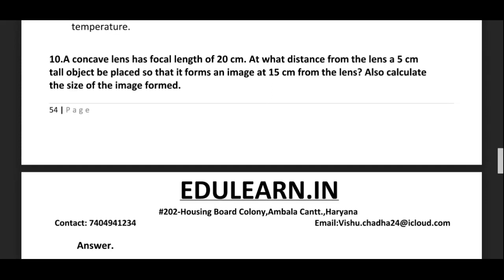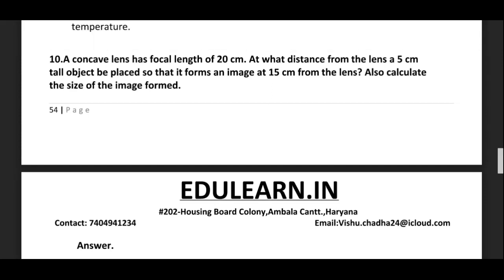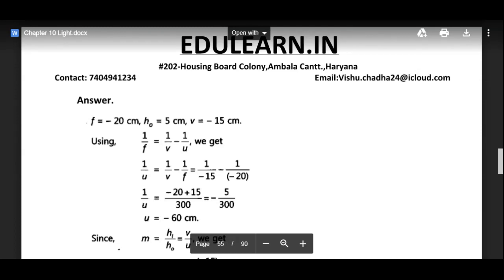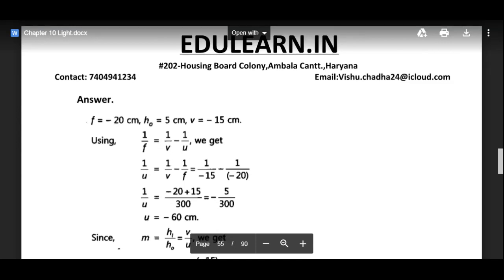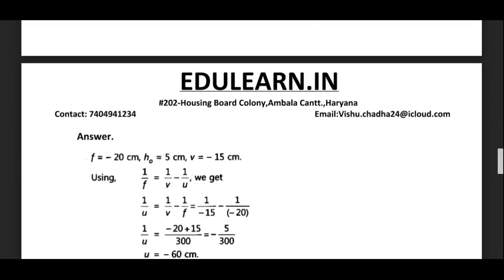Next is a concave lens has focal length of 20 cm. At what distance from the lens a 5 cm tall object should be placed so that it forms an image 15 cm from the lens? This is image distance, this is focal length, and this is height of object. So they are giving you height of object, image distance and focal length. First of all, you have to find out u. So u will come in minus, as the formula will be 1 by u is equal to 1 by v minus 1 by f.